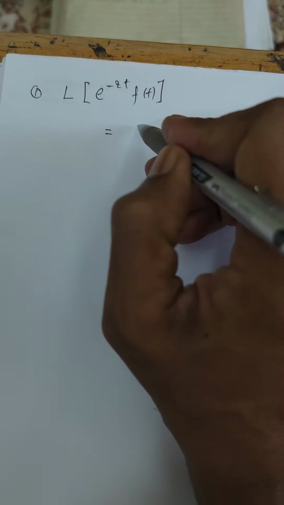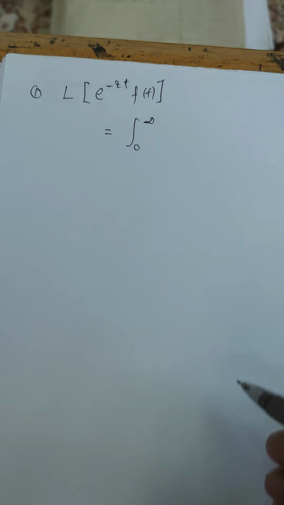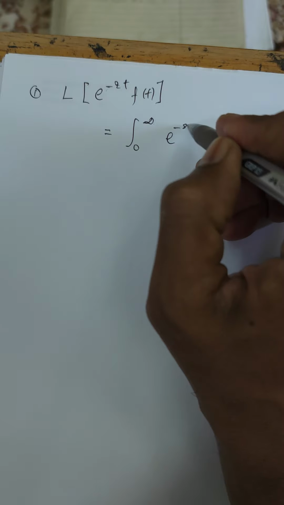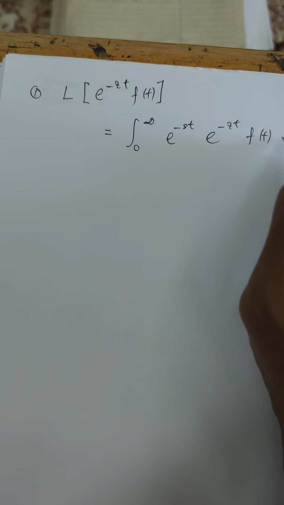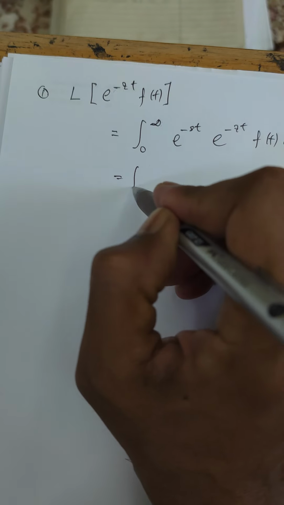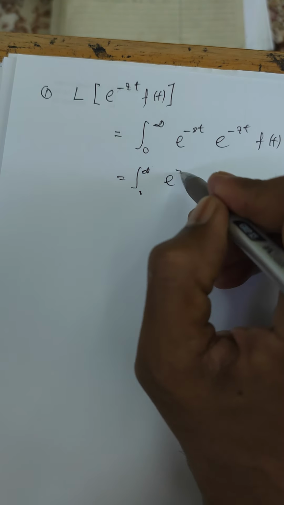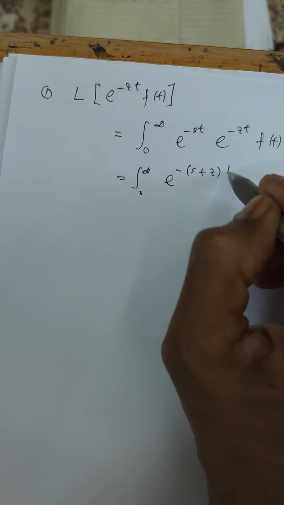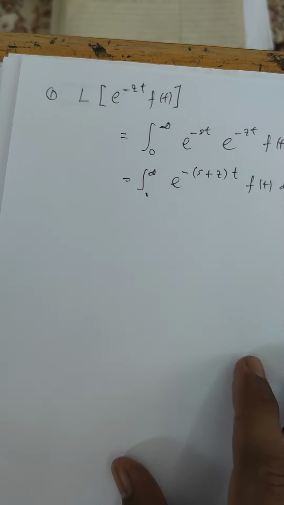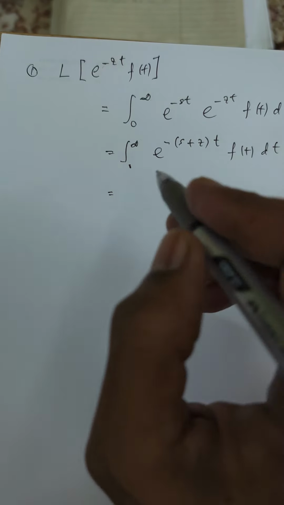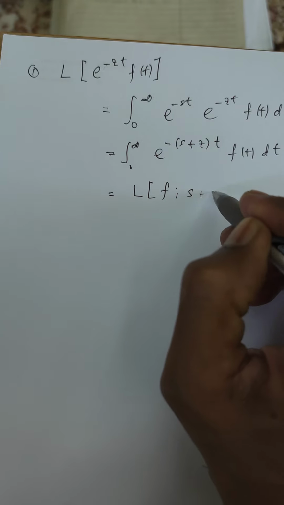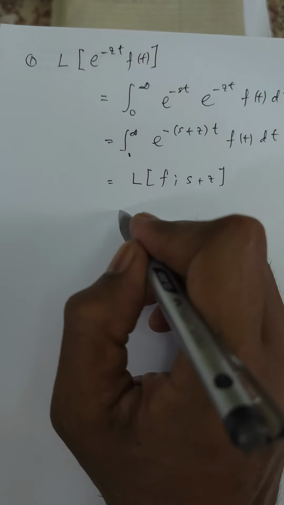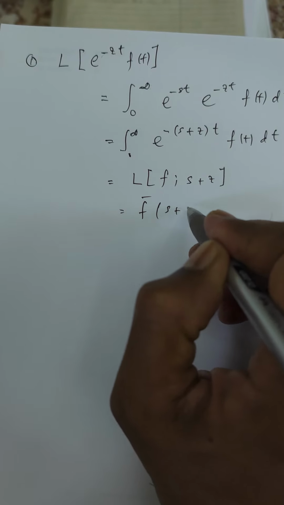Okay, so if we use the Laplace transform for this, what we have here is the integral from 0 to infinity of e^(-st) times e^(-zt) f(t) dt. So it is easy to see that this is the integral from 0 to infinity of e^(-(s+z)t) f(t) dt, and this is nothing more than the transform of f at s plus z. Or I can say this is F(s+z).